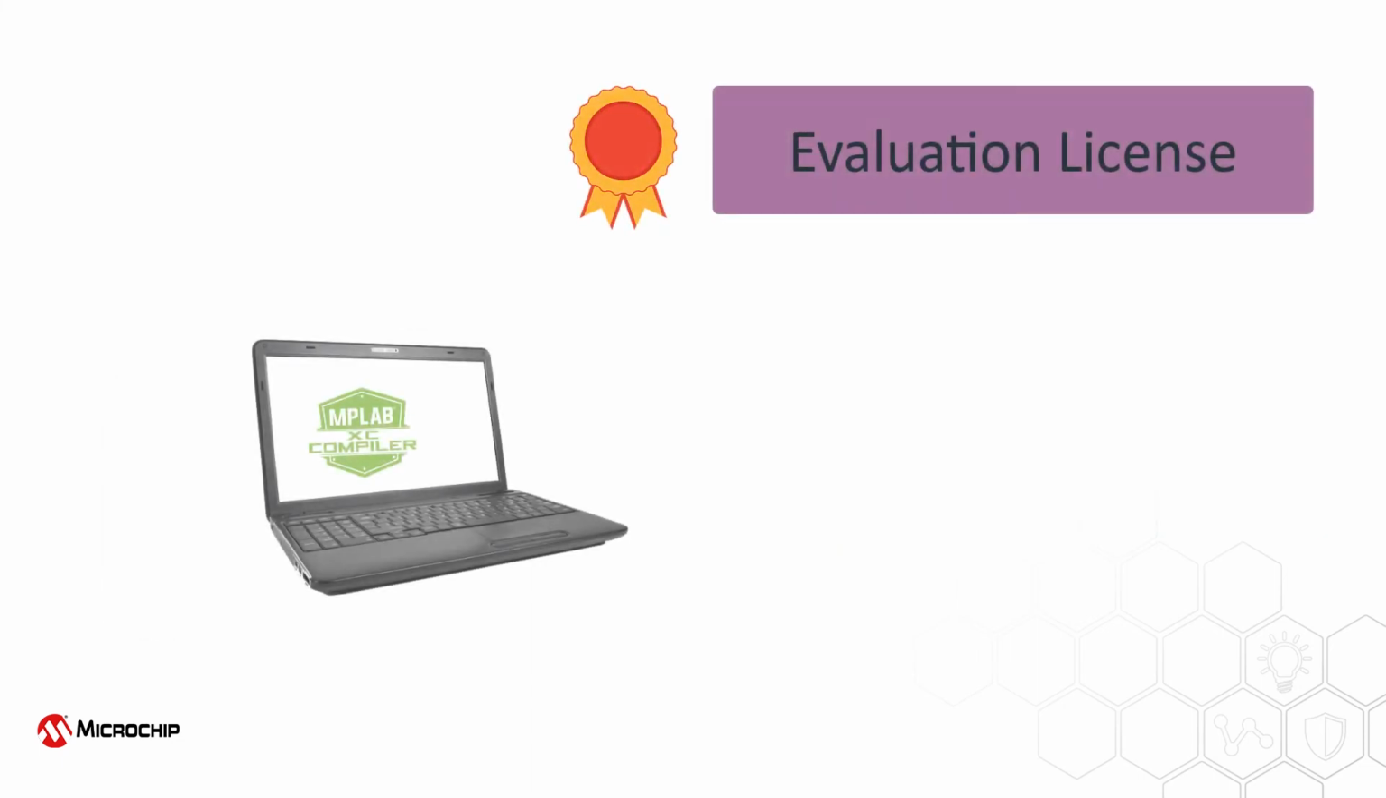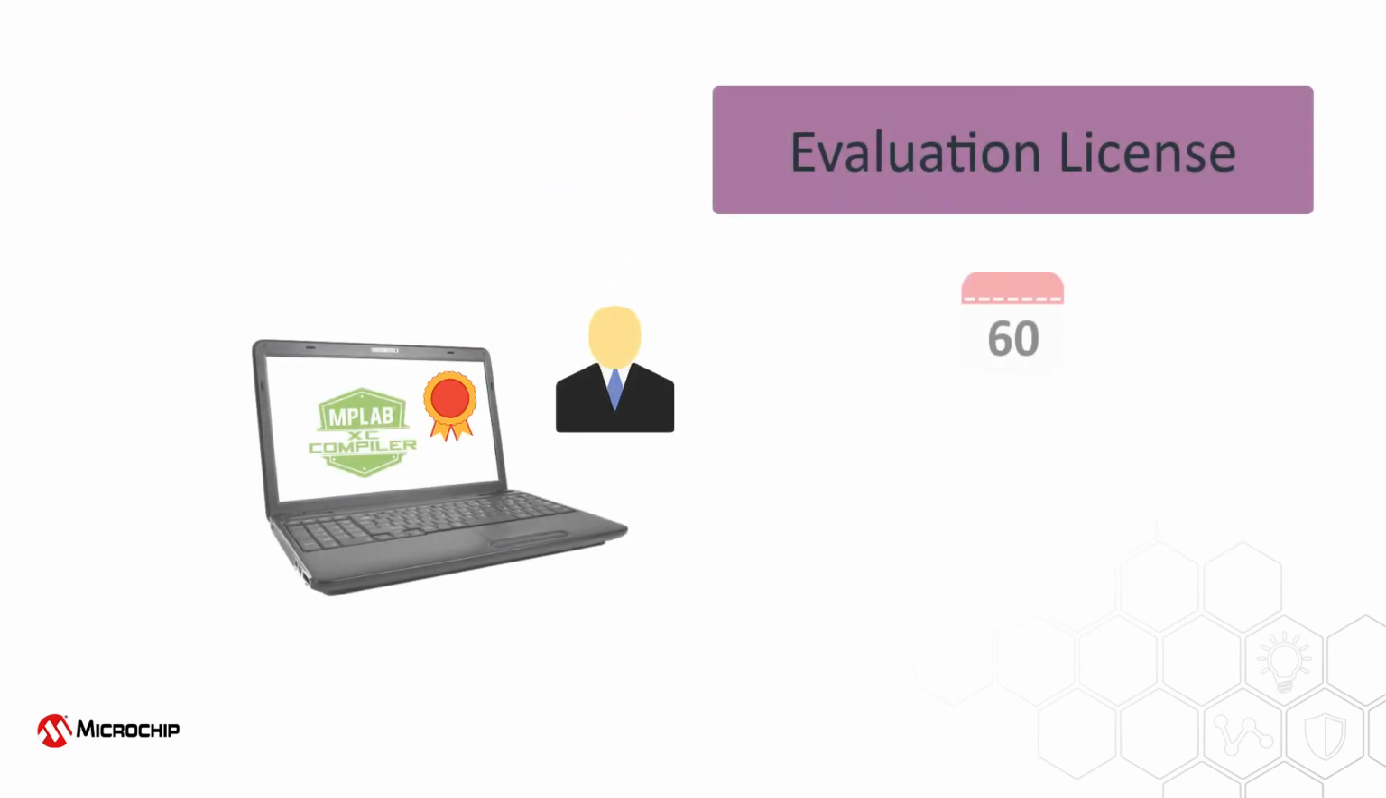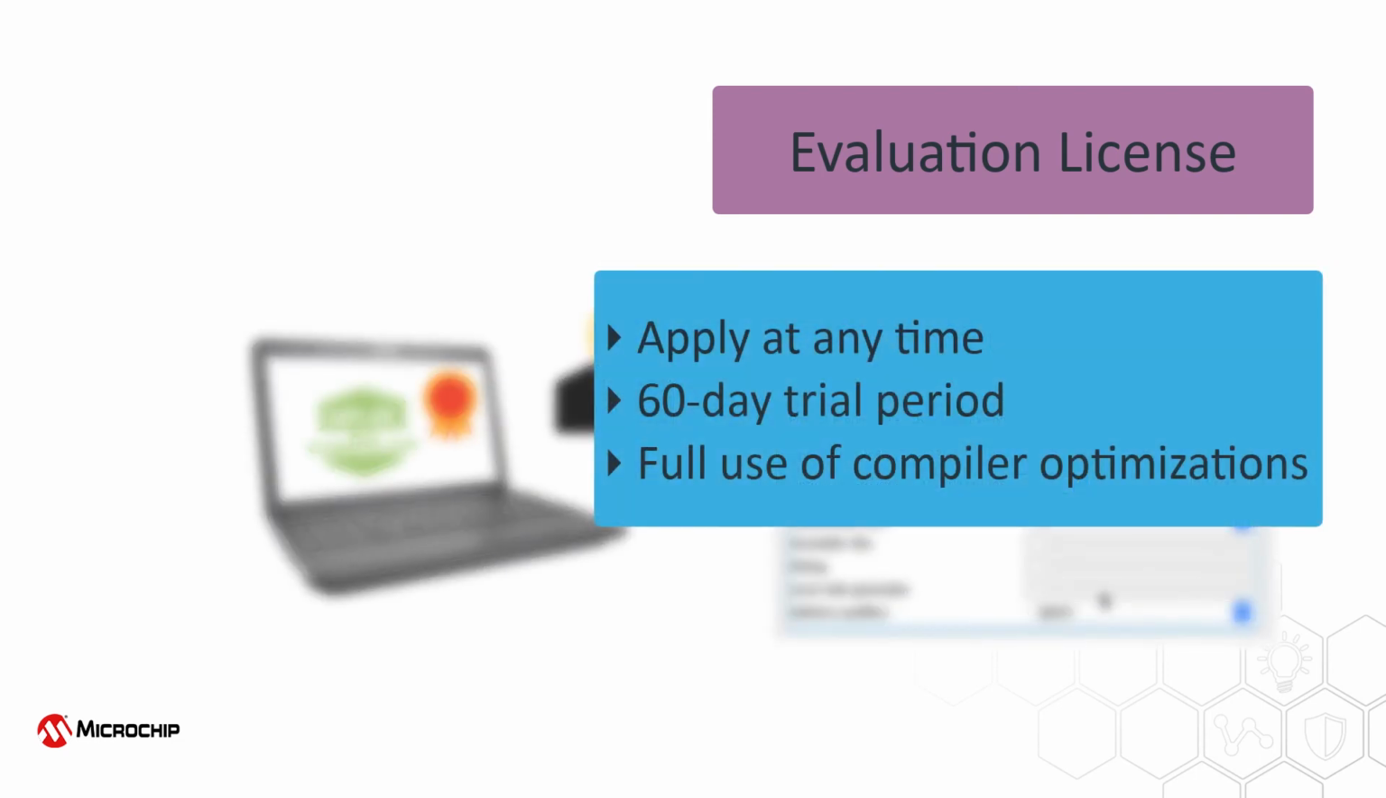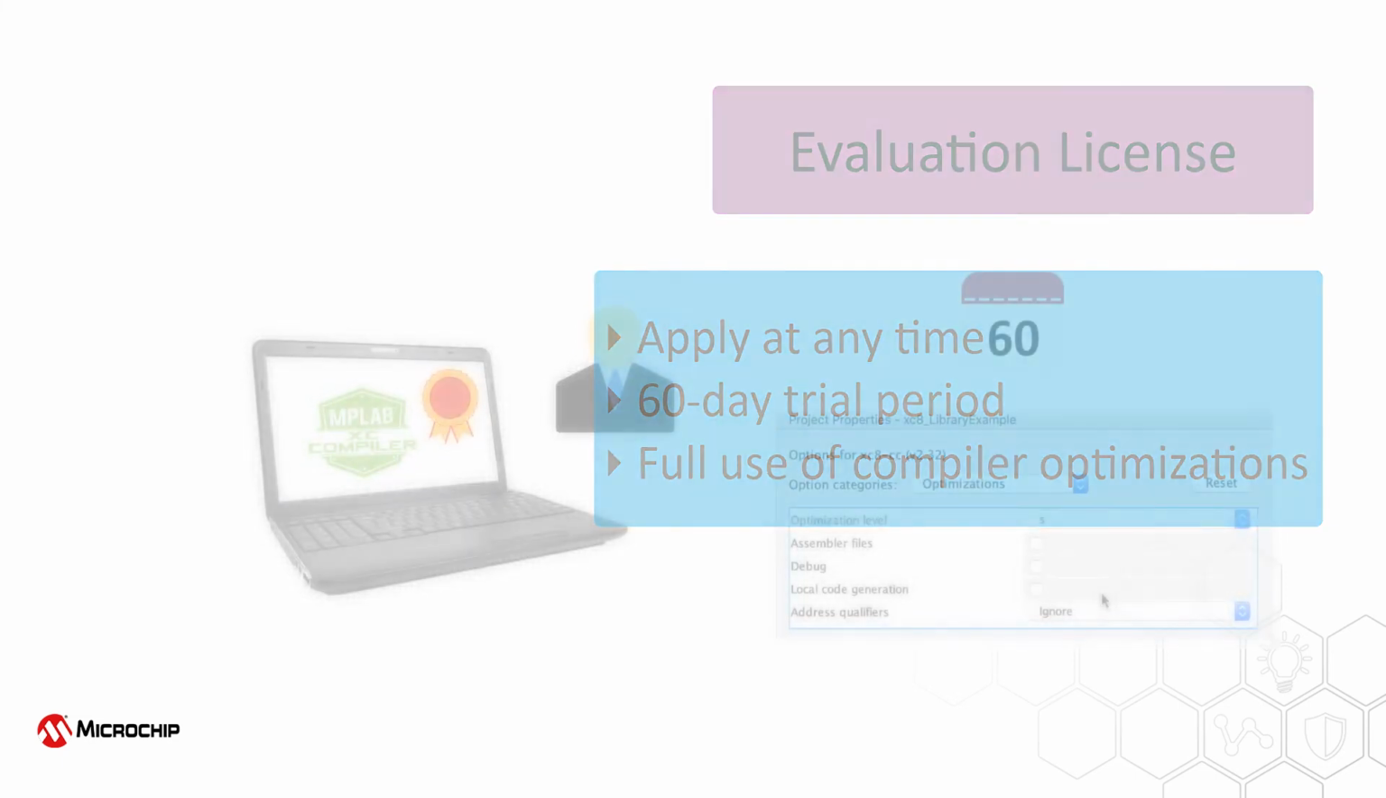An evaluation license grants you a time-limited trial of all compiler optimizations. It can be obtained free of charge and applied at a time that suits you. Choose this license if you would like 60 days to explore the advantages of Pro compiler optimizations before purchase of any of the licenses previously described in this video.